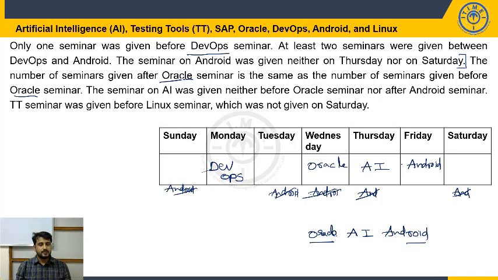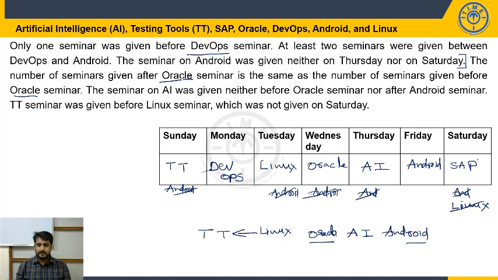Next, the testing tools seminar was given before Linux, which was not given on Saturday. So where can I place Linux? It cannot be Sunday because testing tools has to be given before Linux. So the only possibility being Tuesday. So Linux is here, and before Linux, testing tools. What is the only remaining? SAP. So the SAP seminar was given on Saturday.